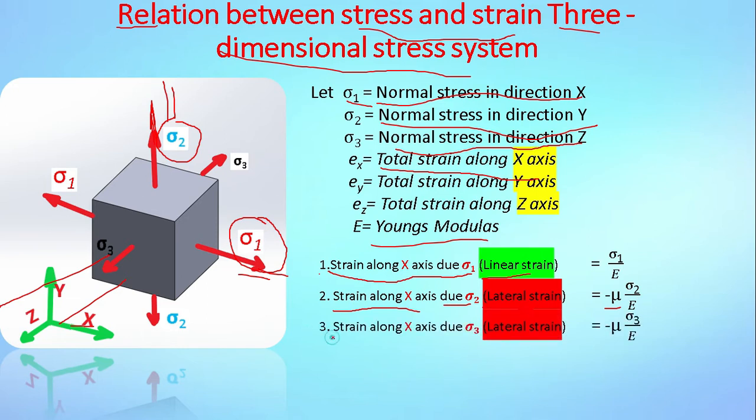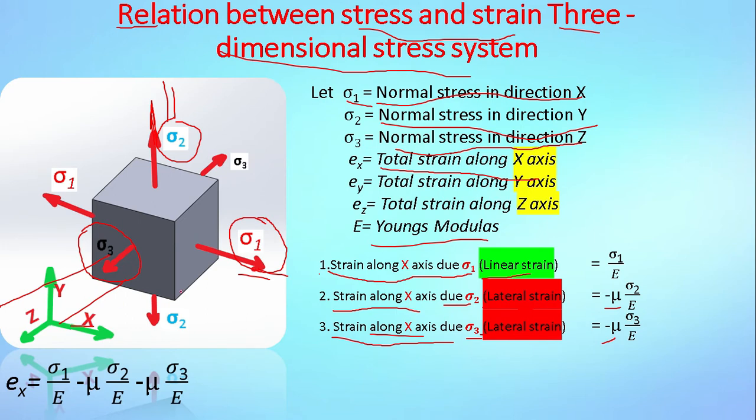Similarly, strain along x direction due to stress sigma 3. The x direction is lateral direction for this sigma 3. So lateral strain is equal to minus mu multiplied by linear strain in this direction. So linear strain in this direction is sigma 3 divided by E. So lateral strain along x direction due to sigma 3 is minus mu sigma 3 divided by E.